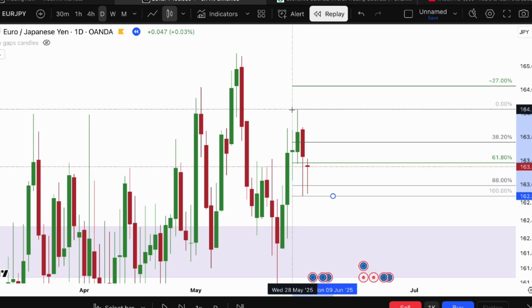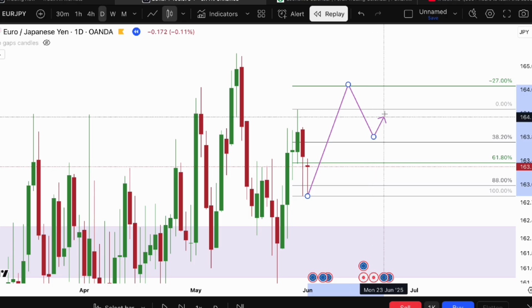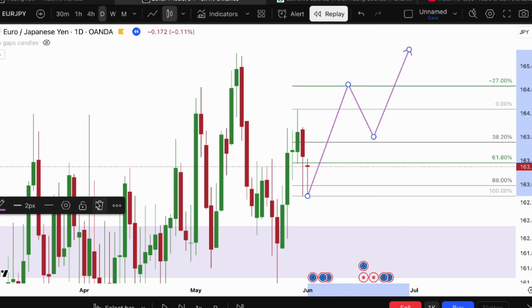On the daily time frame, we are going to draw our fib from the end of the retracement to the beginning. This is because we expect the new impulse that is going to form to travel at least to the negative 27 before having its retracement and its continuation.